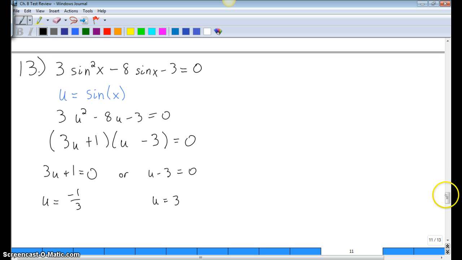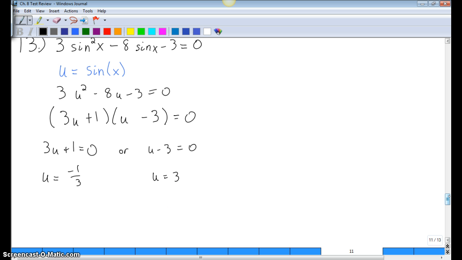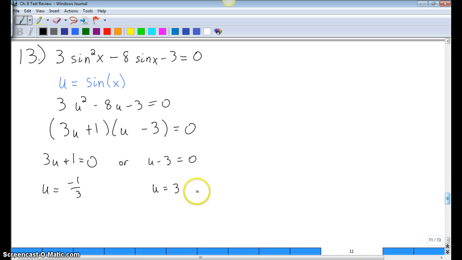And from here, I'm going to look at the u equals 3 part. If we just look at the u equals 3, u equaled sine x. So I'm going to come down here and say sine x equals 3. Now, what we're really asking is, what values of x give us 3 for a trig ratio? Well, what you need to pick out at this point is, first of all, if you put this into your calculator as sine inverse of 3, you're going to get an error.